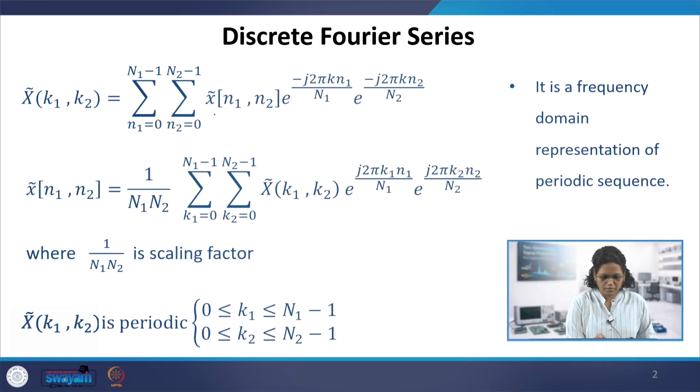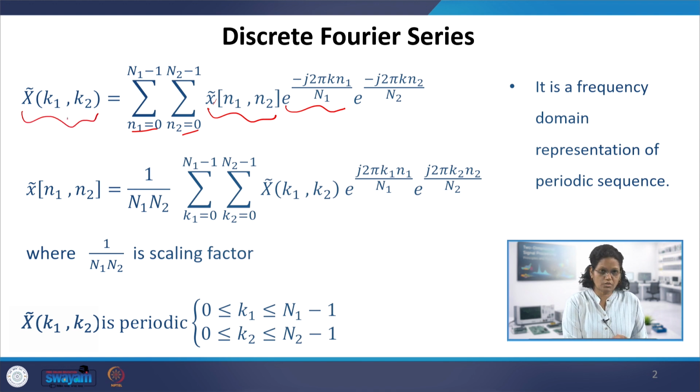The discrete Fourier series we had done in the previous lectures. For the 2D discrete Fourier series, take the sequence x tilde of n1 comma n2. You can notice that tilde, which means that it is periodic. For the periodic 2D sequence, we had e power minus j 2 pi k1 n1 by N1 into e power minus j 2 pi k2 n2 by N2. The summations vary for n1 and n2 from 0 to N1 minus 1 and 0 to N2 minus 1. So, we get the frequency domain spectrum values x tilde of k1 comma k2.